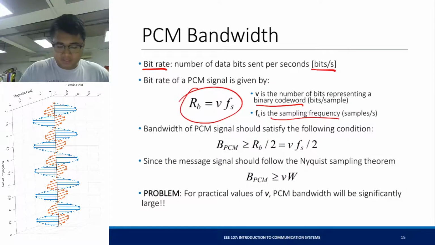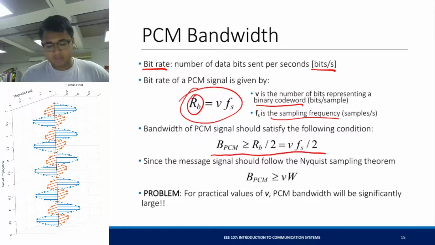So because this is your bit rate, the bandwidth of the PCM signal should satisfy this condition. Right? The bandwidth should be greater than or equal to the bit rate divided by 2. Right? Why is it the bit rate divided by 2? Since the message signal should follow the Nyquist sampling theorem.